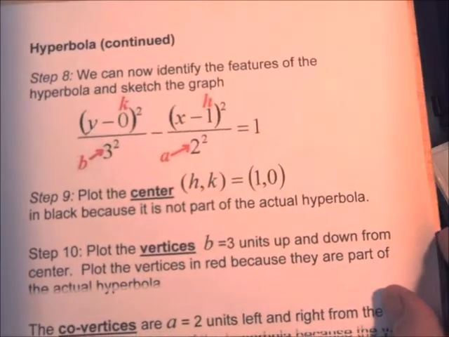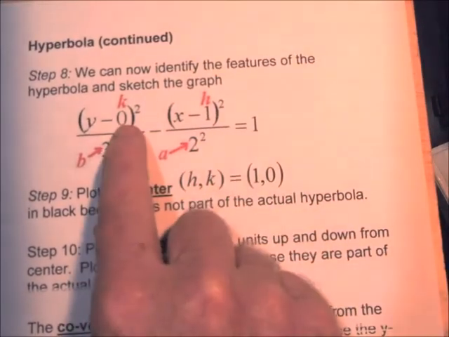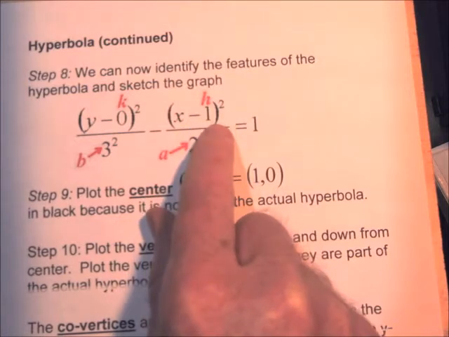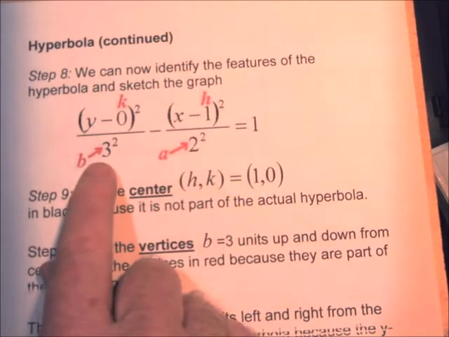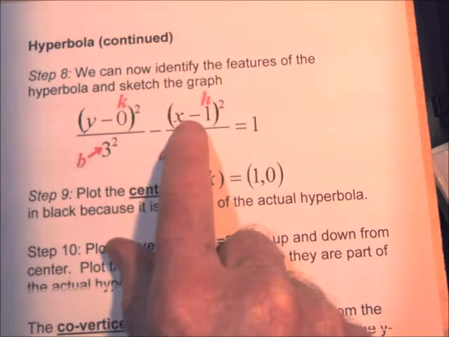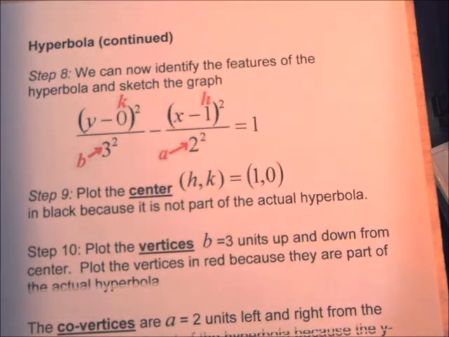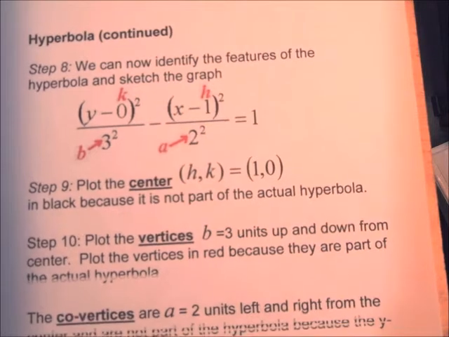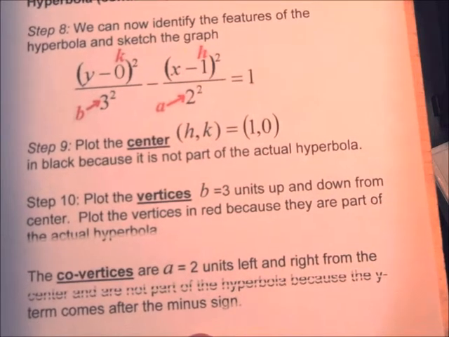K is the number inside parentheses with y. That's going to be 0. H is the number inside parentheses with the x. That will be 1. B is the number on the bottom underneath the y, which is 3. A is the number underneath the x, which is 2. Sometimes the book switches the a and the b, but I like to always put the b under the y and the a under the x. Okay, so center h, k will be 1, 0.